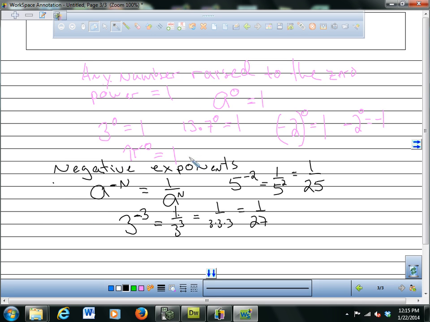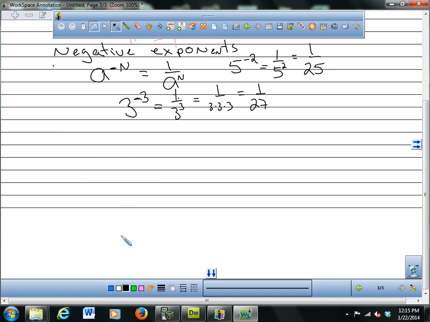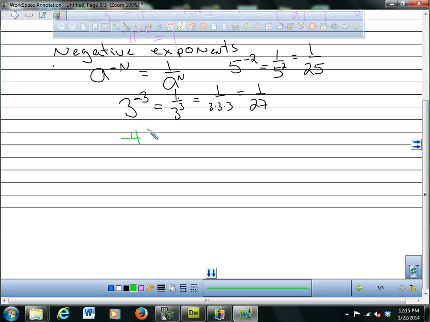So this one's a little bit trickier. What if I had, here's another one, let's change colors, negative 4 raised to the negative 2. Who can tell me what that is? Negative 4 raised to the negative 2. What do you think there, Nolan? Negative 1/16. Perfect. Okay?